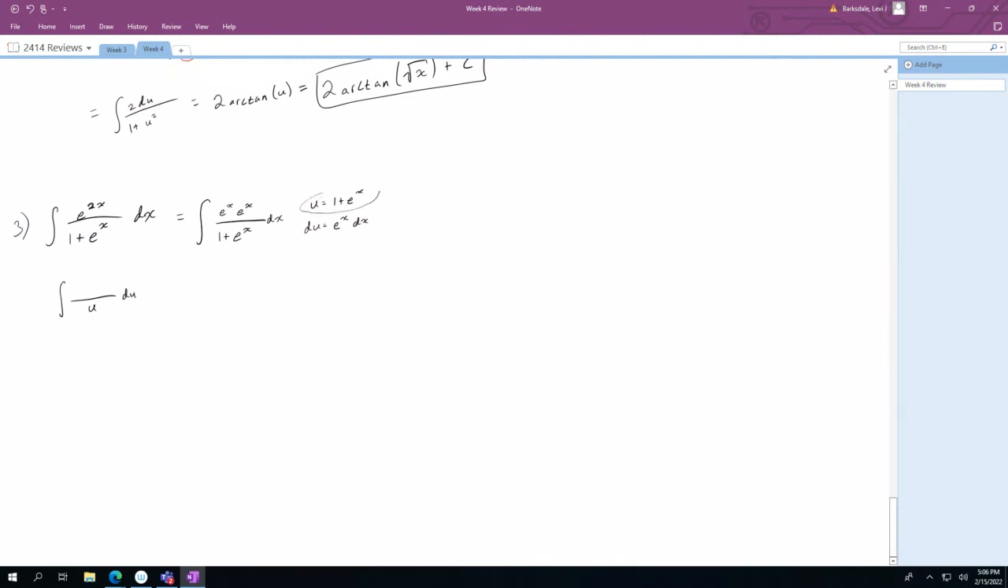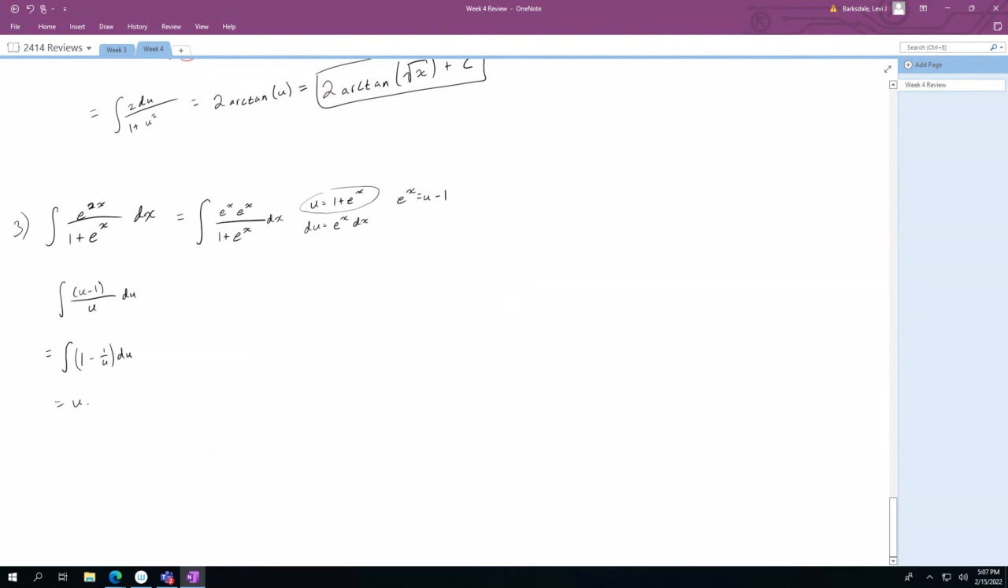What about this? Can I use this at all? e to the x equals u minus 1. So I'm going to take that extra e to the x and put it in right there. Now, how can I integrate u minus 1 over u? Can you split that up? Split it up, right? So what does it become? 1 minus 1 over u.